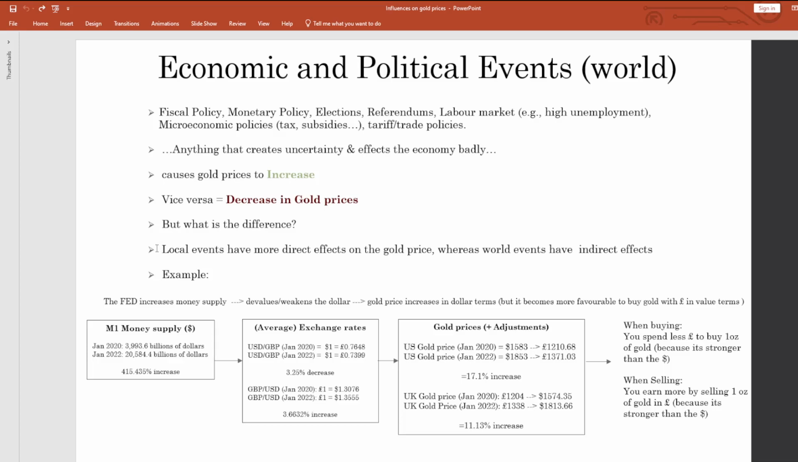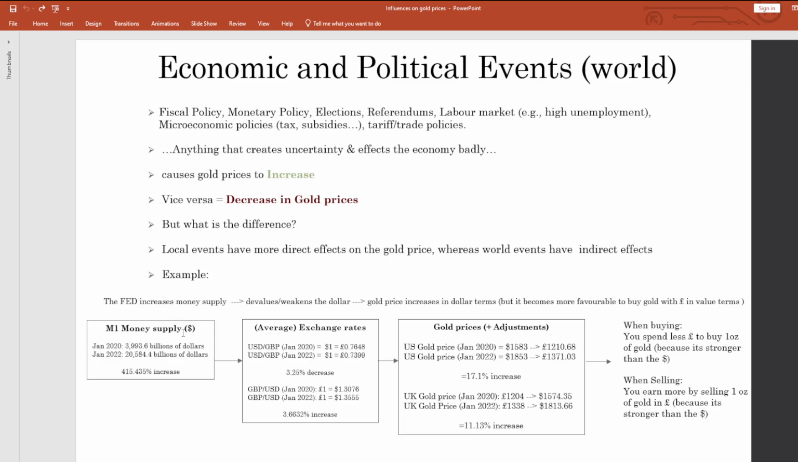So, for example, when the Federal Reserve increased the money supply, this obviously devalues and weakens the dollar, and this, of course, causes an increase in the gold price in dollar terms, but it actually becomes more favorable to buy gold with other currencies. I'm using the example of pound sterling here in value terms. So let's look at this example here.